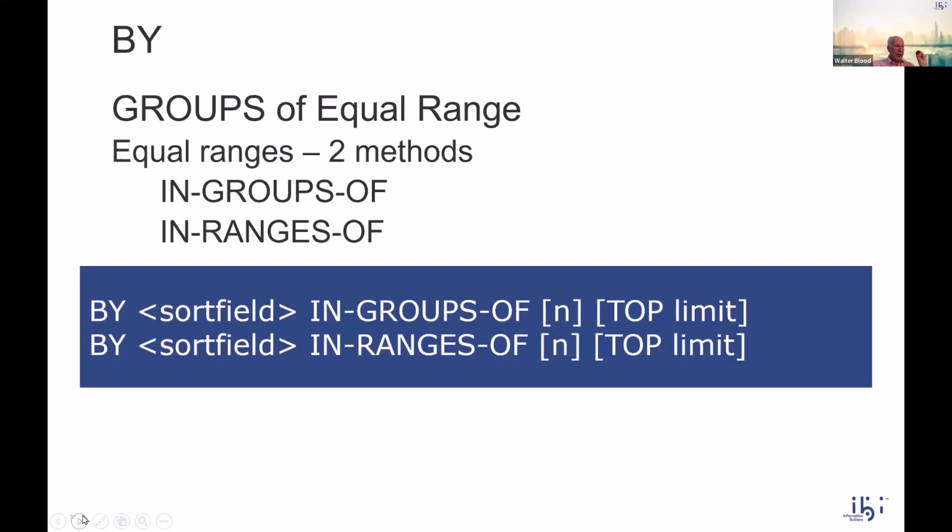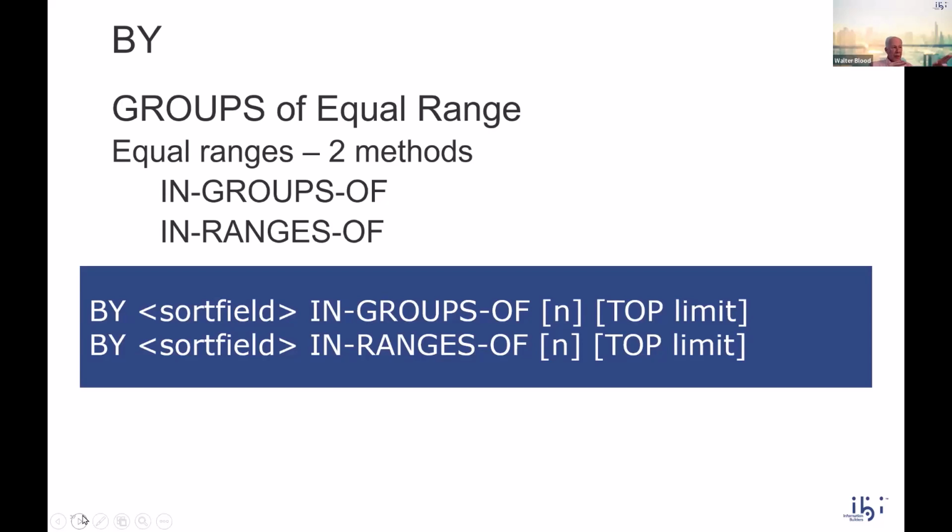Now, the syntax is virtually the same. It's by sort field and then in groups of or in ranges of n, a top limit. In other words, I can say in groups of 5,000 for salary, which would be my n. That's going to be the size of my group. Top, and I can set a limit, a high end if I want to. I don't have to, but I can.